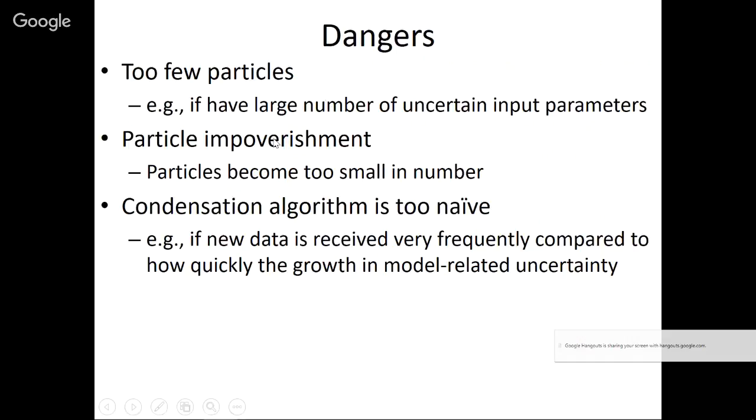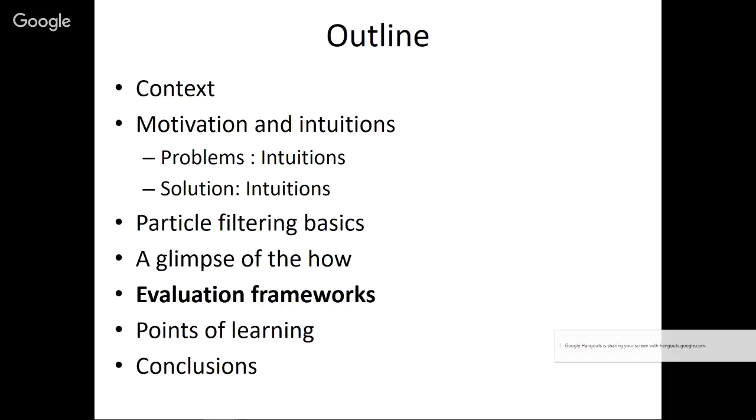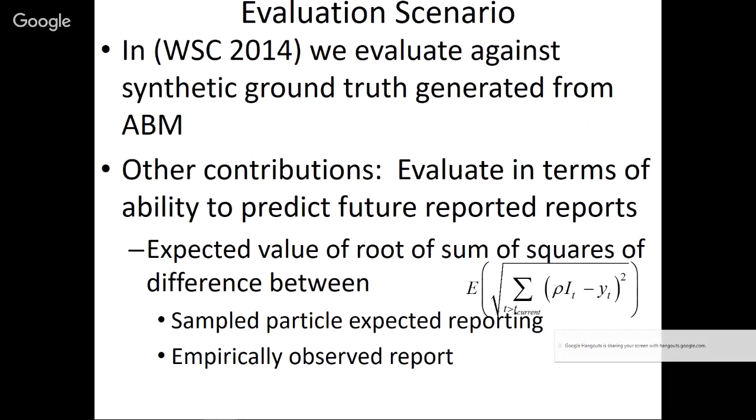Another thing that can happen is particle impoverishment. Here, the distinct particles can become too small in number, or the condensation algorithm is too naive. So if new data is received very, very frequently compared to how quickly the growth is in model-related uncertainty, it may be inefficient to use the condensation algorithm. I may talk about that in a future talk.